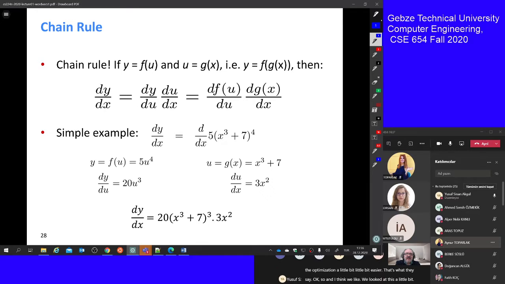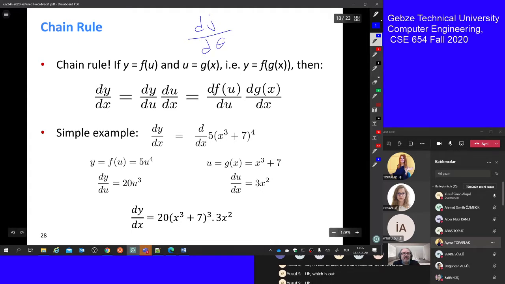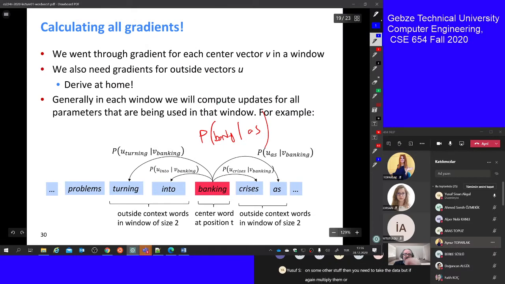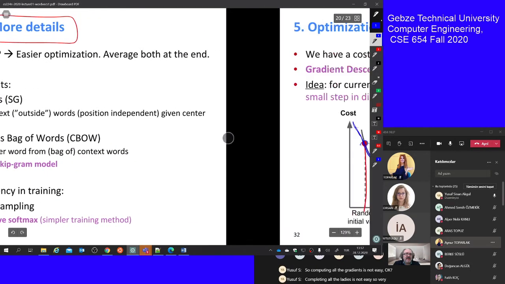I looked at this a little bit. If I take the objective function J with respect to the parameters, then I am finding the gradient direction. I am saying move towards this gradient direction, and the chain rule says that if this parameter depends on some other stuff, then you need to take the derivative again and multiply them. Computing all the gradients is not easy, so we are going to find something else in a few minutes.